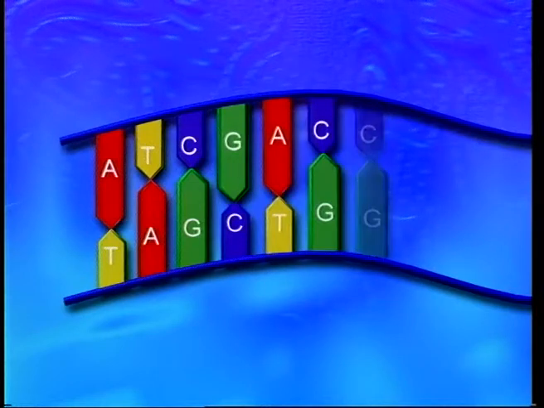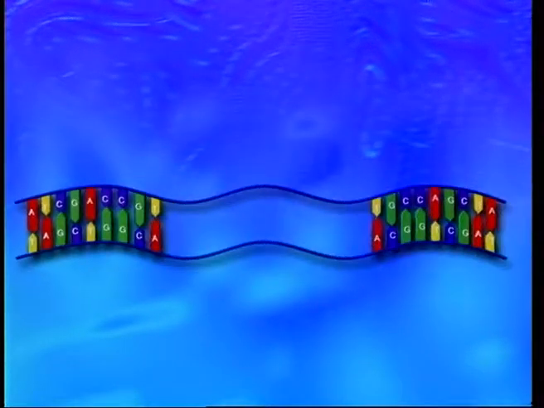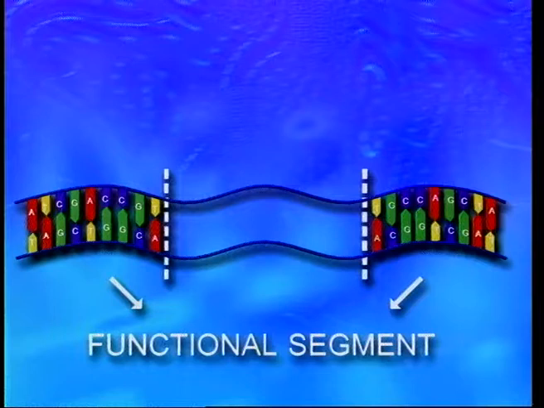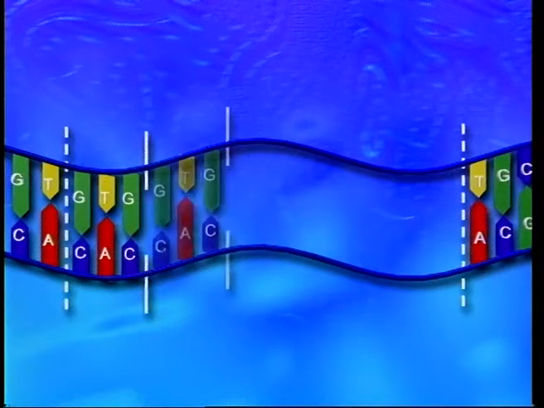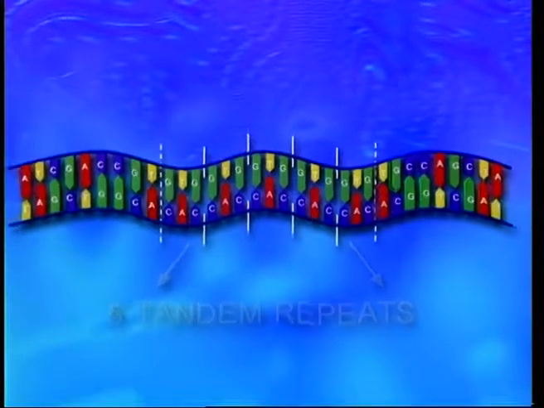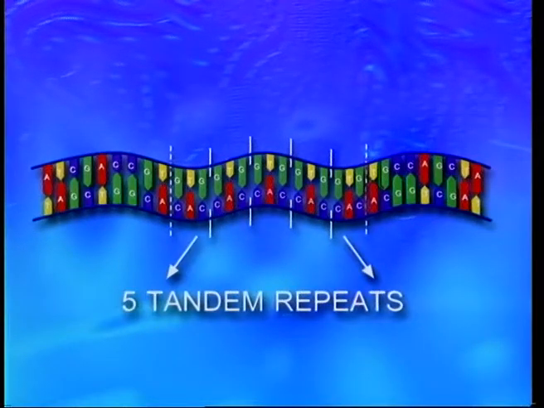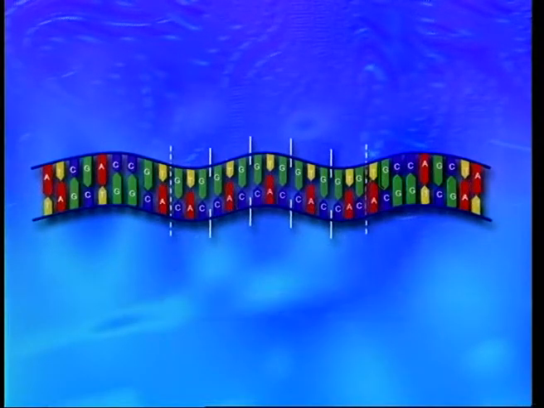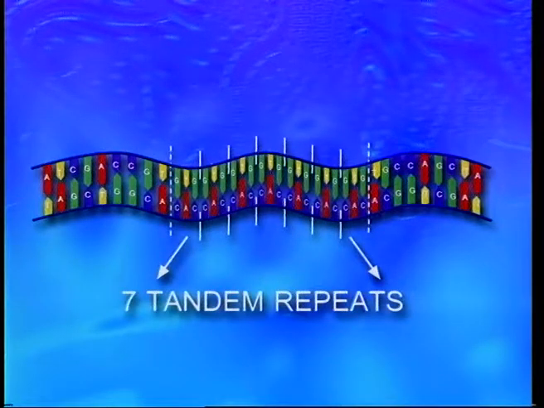For instance, in between a set of functional genes of one individual, there could be a GTG base pair sequence repeated 5 times. In another individual, this sequence could be found repeated 7 times or any number of times.